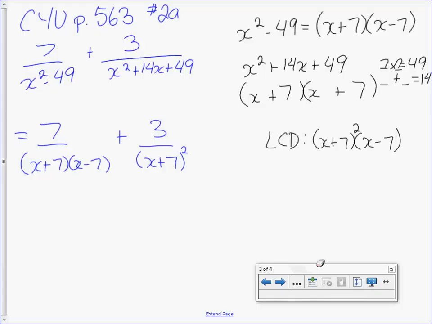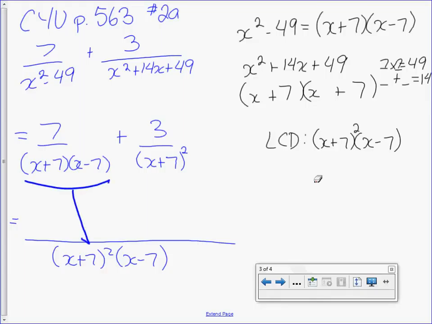So now that I've done that, I'm going to do the next piece here. I have the lowest common denominator as (x plus 7) squared, (x minus 7). So with my first rational expression, what do I need to multiply this thing by to get that? Well, I have x plus 7, but I don't have a second x plus 7. I only have one x plus 7. So what we're going to do is we need to multiply the top by x plus 7.